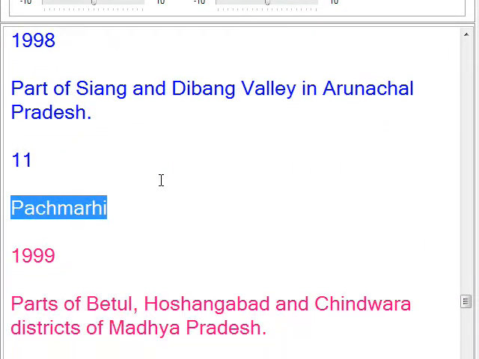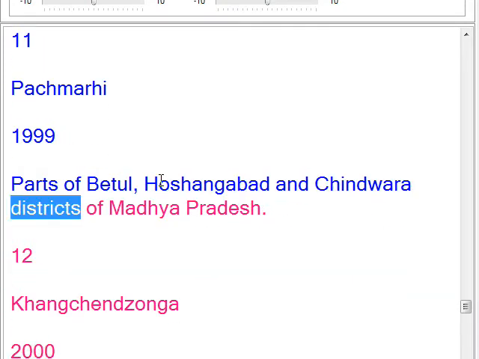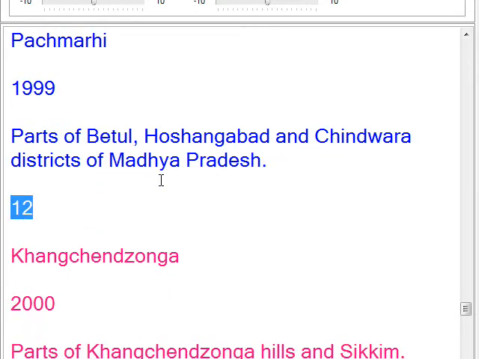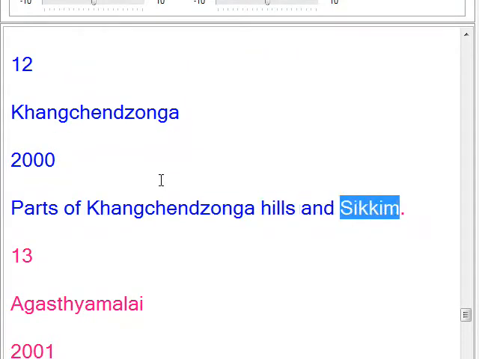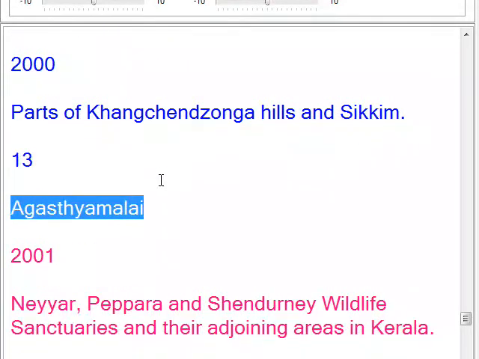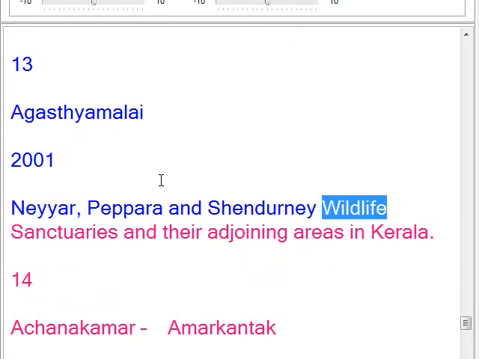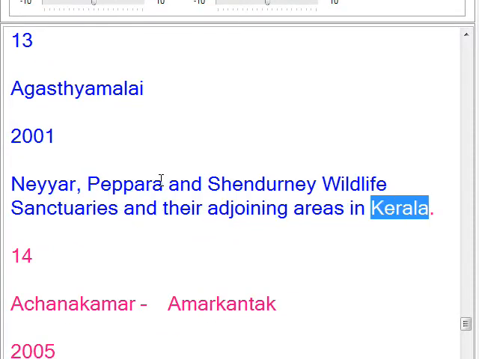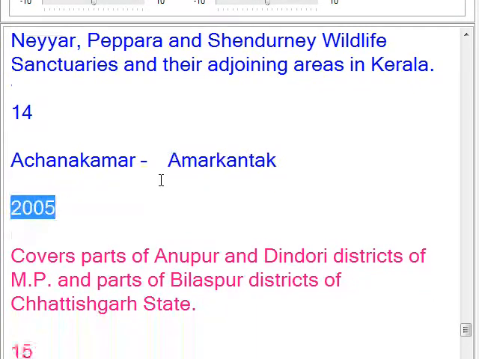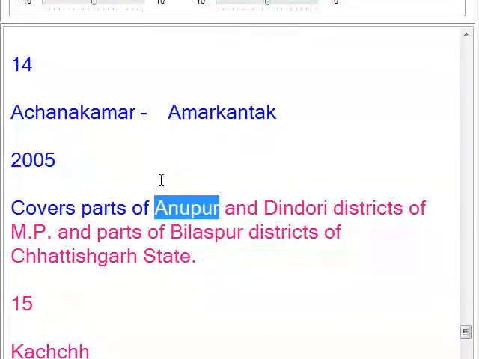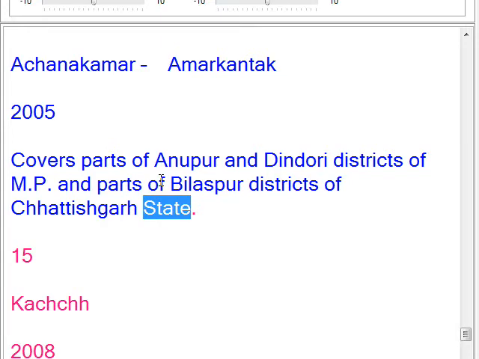11. Pachmarhi, 1999. Parts of Betul, Hoshangabad and Chhindwara districts of Madhya Pradesh. 12. Khangchendzonga, 2000. Parts of Khangchendzonga Hills and Sikkim. 13. Agasthyamalai, 2001. Neyyar, Peppara and Shendurney wildlife sanctuaries and their adjoining areas in Kerala. 14. Achanakmar-Amarkantak, 2005. Covers parts of Anuppur and Dindori districts of MP and parts of Bilaspur district of Chhattisgarh state.